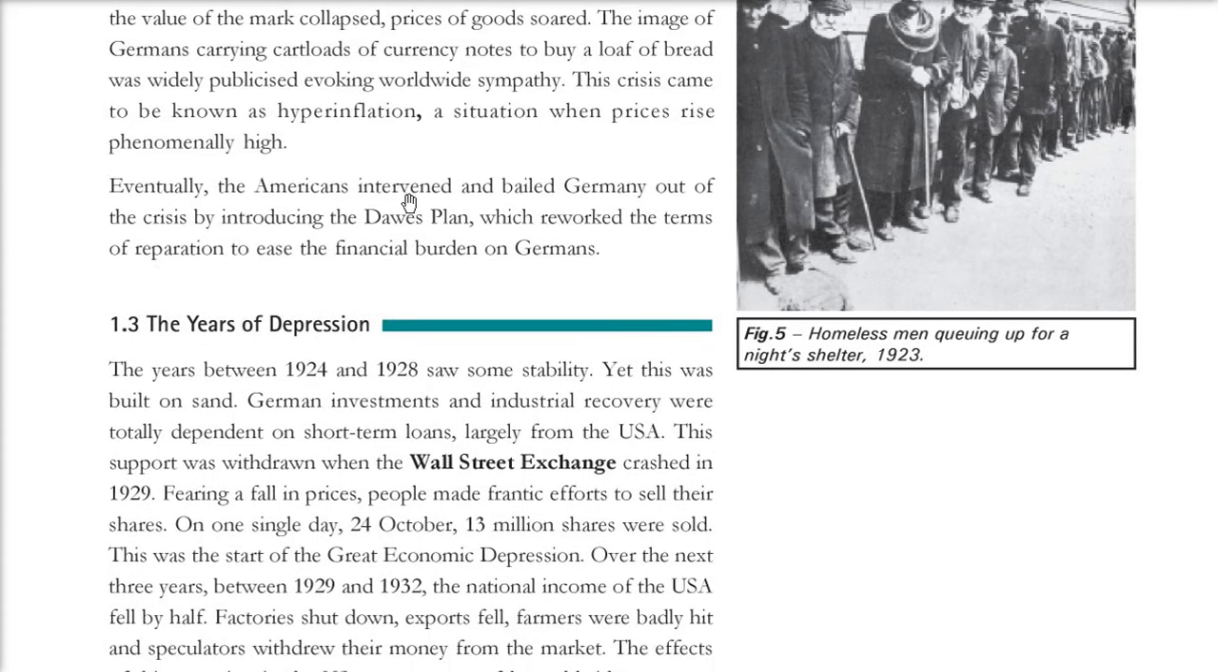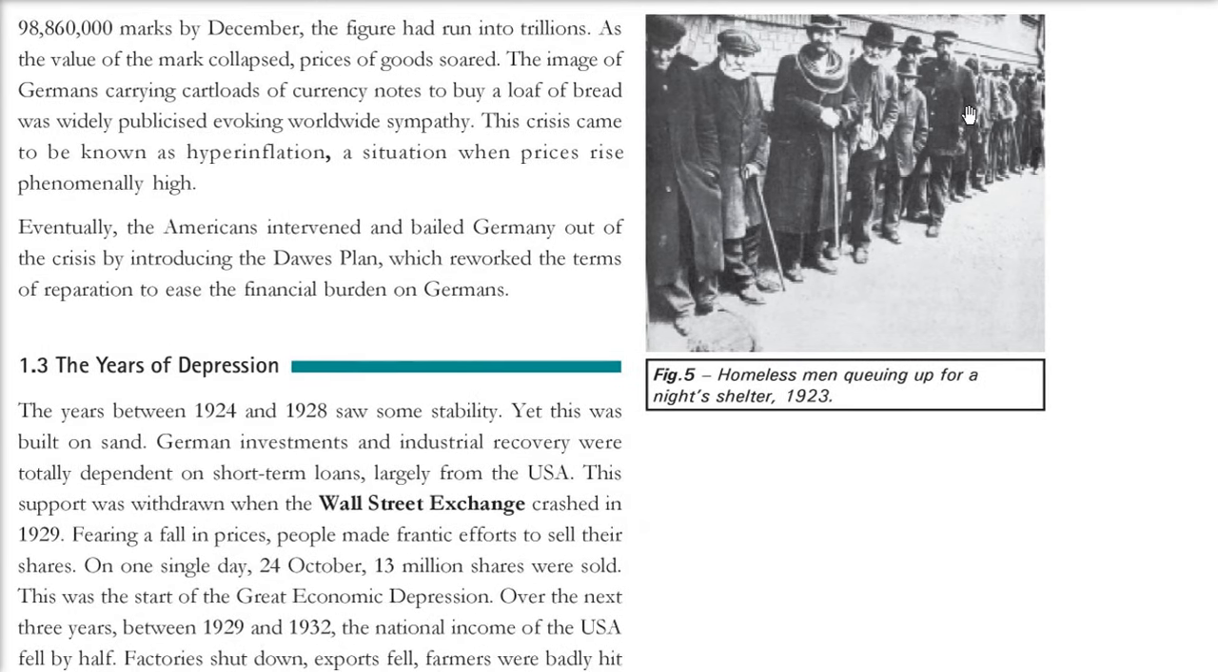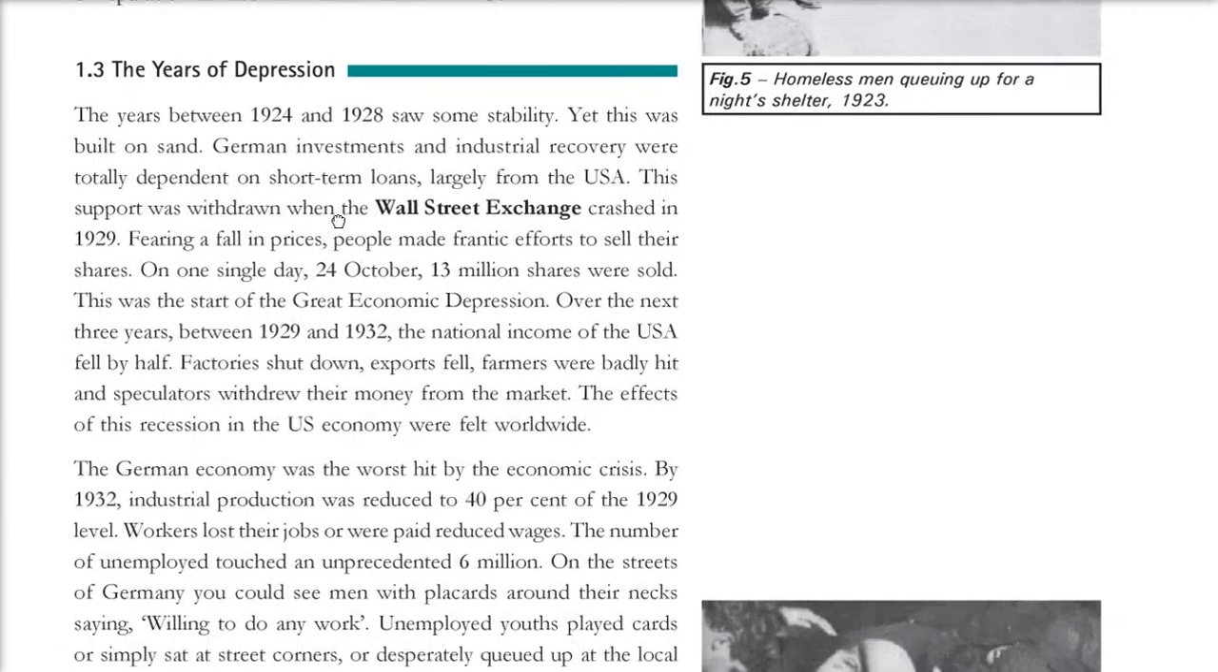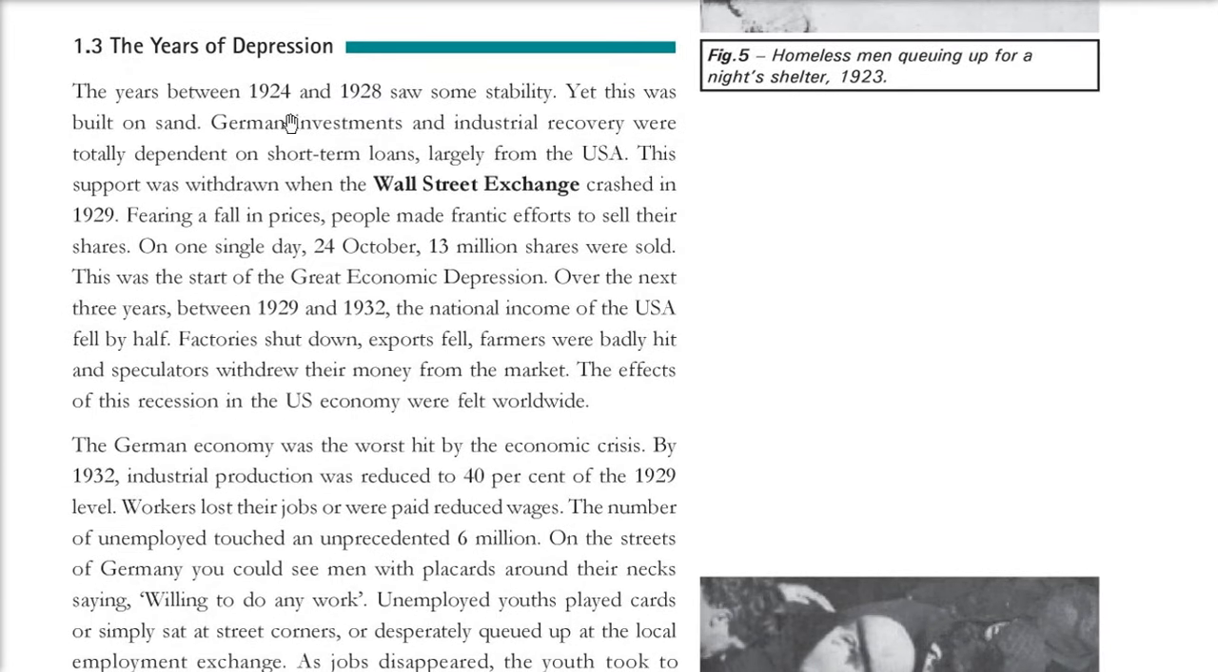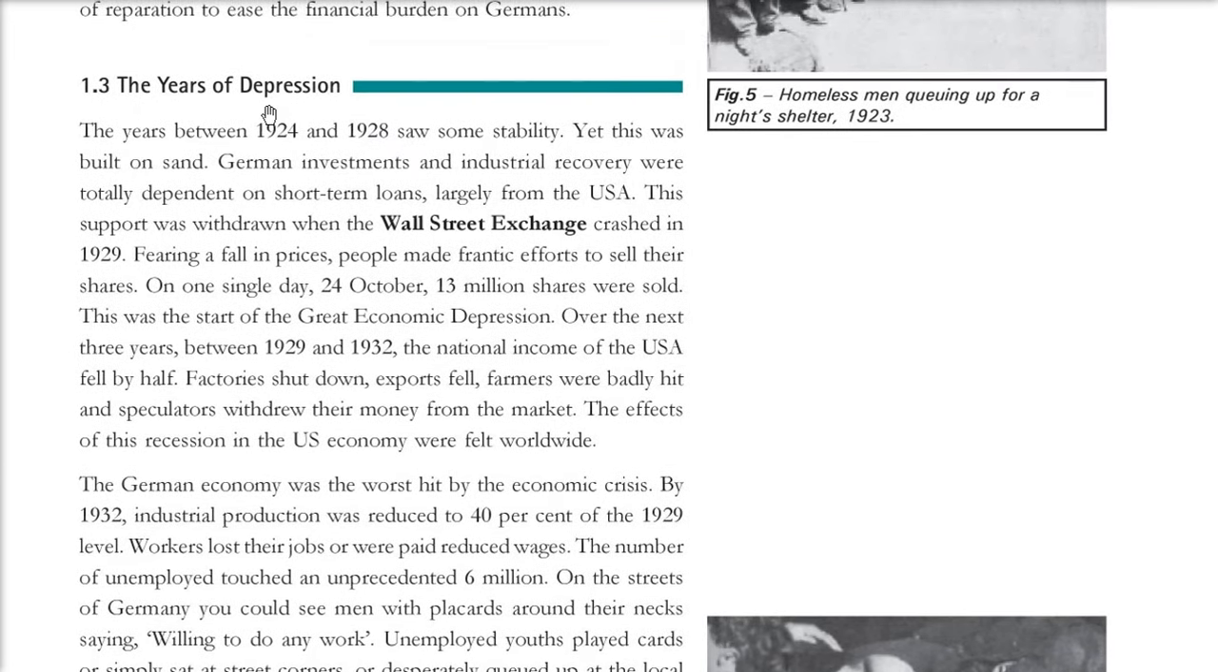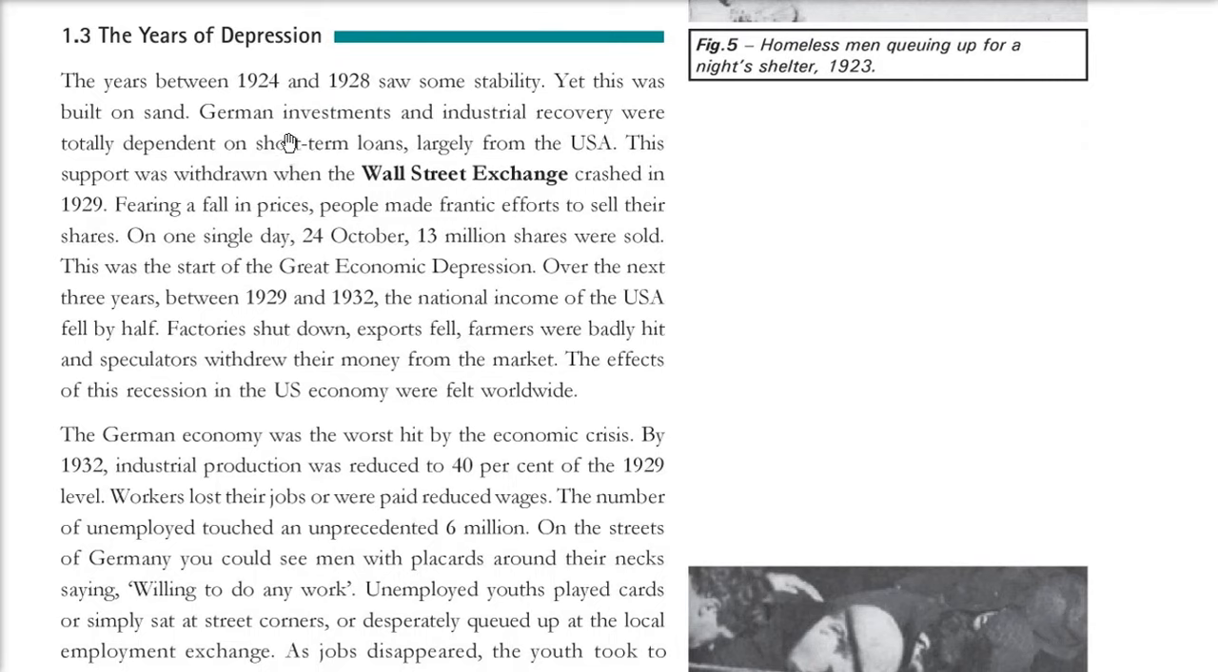But America came, intervened, and bailed out Germany with a crisis plan, the Dawes Plan, and something was done for the Germans. These are the homeless Germans queuing up for the night shelter, because they wanted to sleep. So there were years of depression also. After this, there was some stability because America came to the rescue, but it didn't last long because the Wall Street Exchange crashed in the USA.